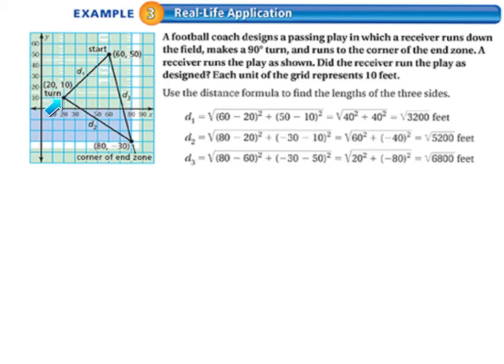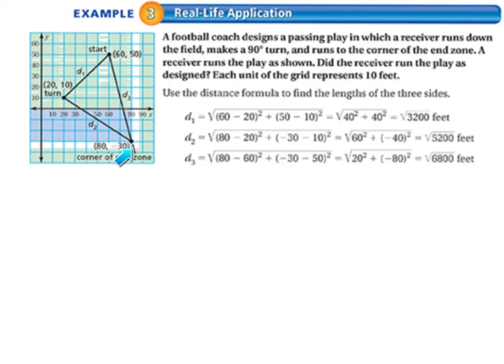Runs down at the point 20-10, turns, and goes towards the corner of the end zone. Here's the end zone in blue. And that's represented by 80-30. Did the receiver run the play as designed? Each unit of the grid represents 10 feet.